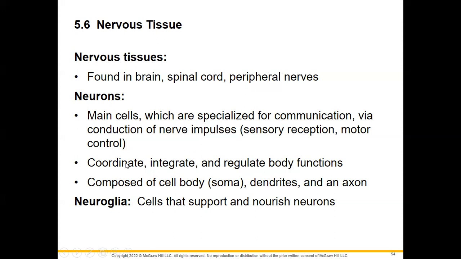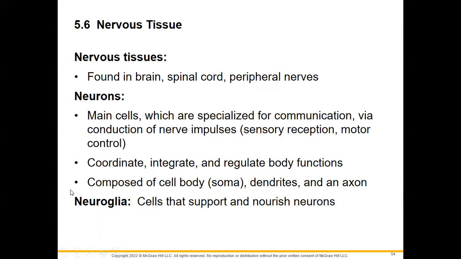Neurons coordinate, integrate, and regulate your body functions. And each neuron is composed of a cell body, dendrites, and one axon. So your cell body is also called the soma. You have dendrites and axons. Those are going to be projections that come from the soma. That's something completely different from the stoma.